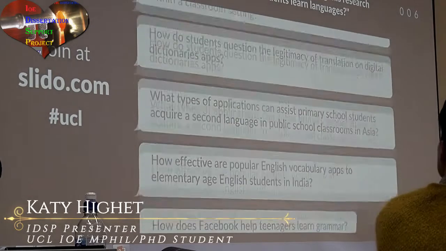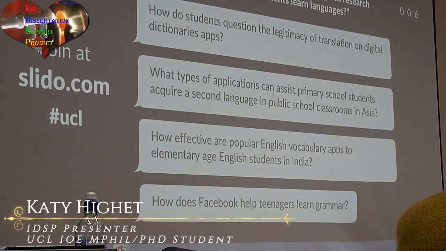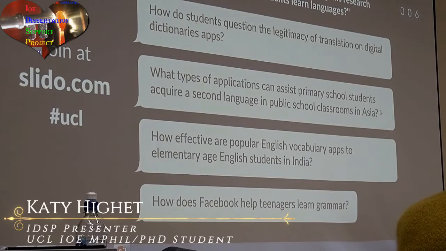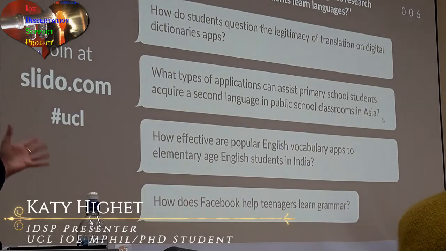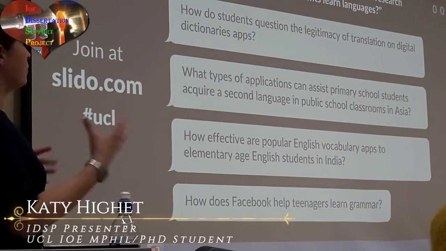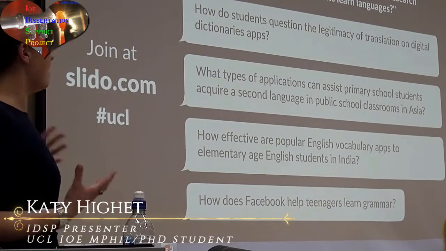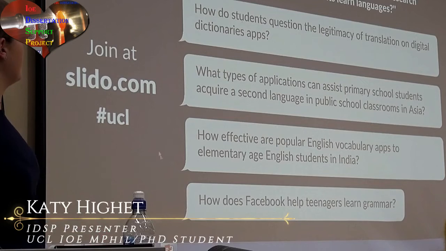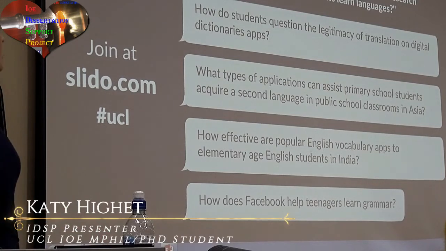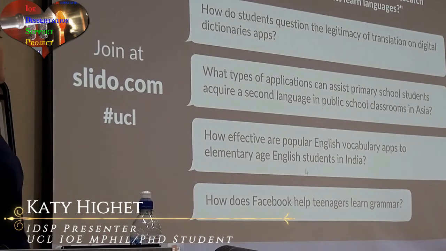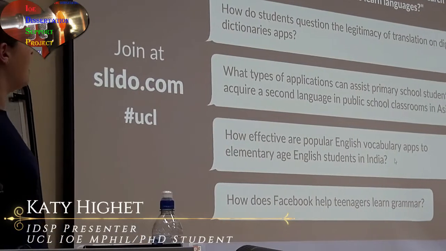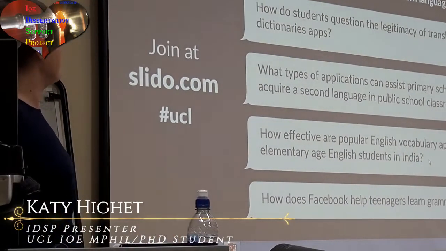But you never know. What types of applications can assist primary school students acquire a second language in public school classrooms in Asia? Great, sounds like it might be a comparative study. You might want to narrow Asia down a bit. But generally, definitely the right sort of questions that we need to be looking at. How effective are popular English vocabulary apps to elementary age English students in India? Yeah, again, we're getting a lot of the key information.